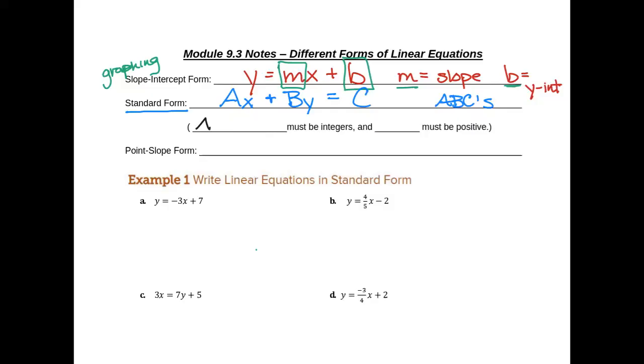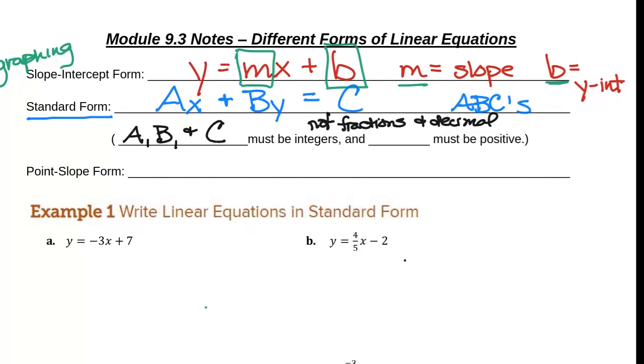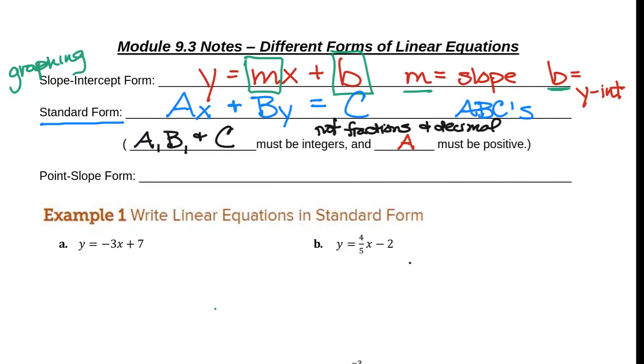In addition, A, B, and C must all be integers. That means positive or negative numbers, not any fractions or decimals. That's the definition of standard form. So you will see we have some in fraction, and we have to eliminate those fractions before we put it in standard form. And what's the greatest kind of grade everyone can get? A positive. A has to be a positive value. A has to be positive.